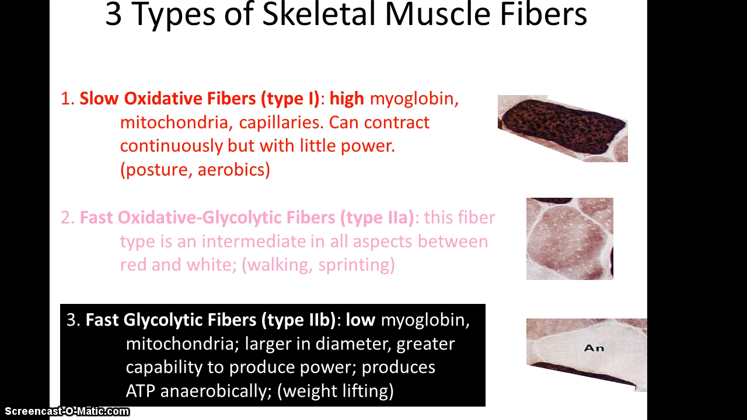And then there's the intermediate type of muscle fiber, called the fast oxidative glycolytic fibers, or type 2a. They're basically an intermediate between the two, and even have sort of a pinkish color. And these are more for intermediate activities, like sprinting or walking.